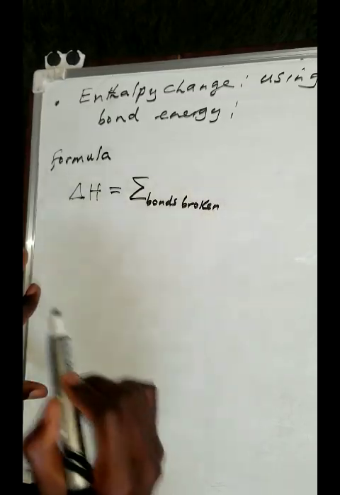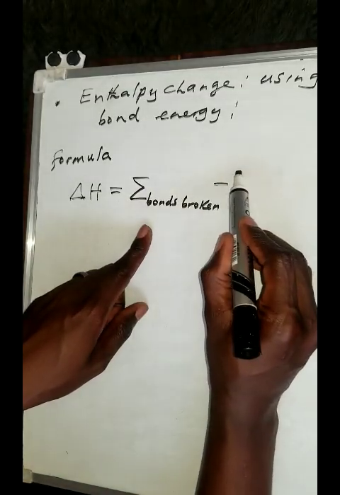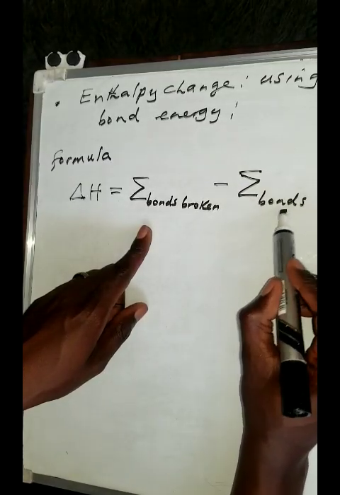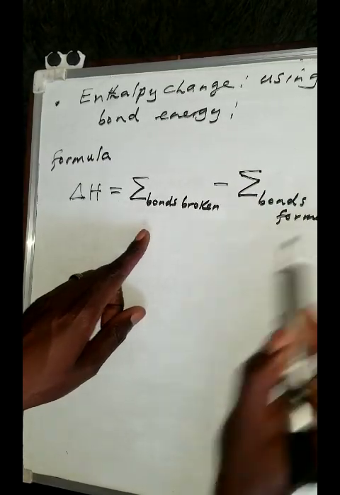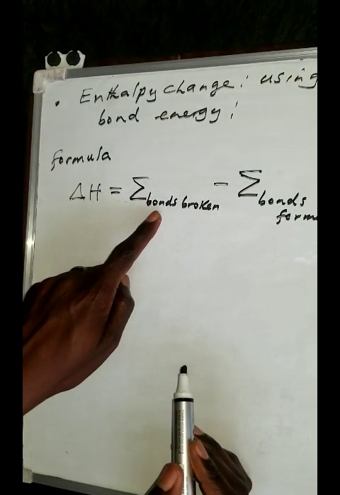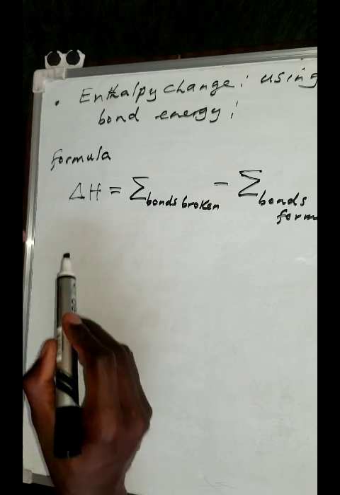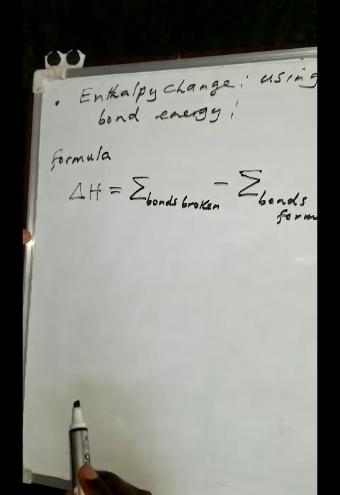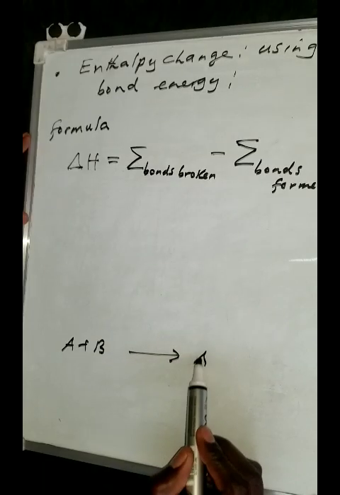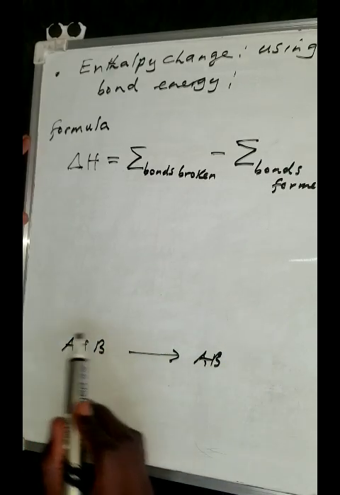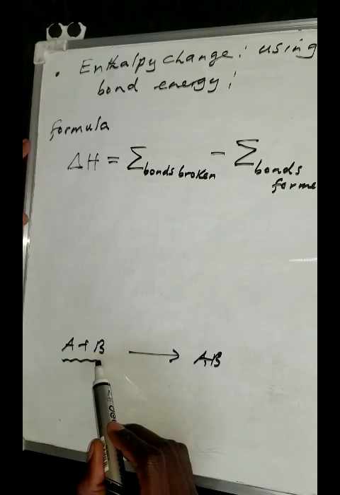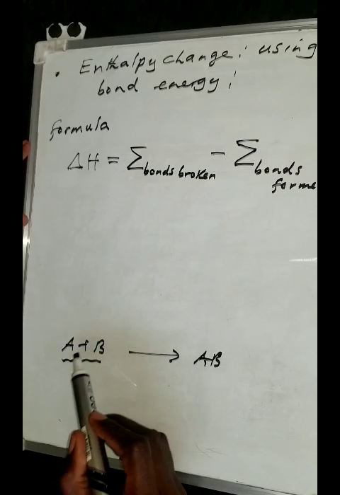So the summation of all the bonds that are broken minus the summation of all the bonds that are formed. Now remember, if you have a reaction, where does bond breaking take place? For example, if you have A plus B to form AB, usually bond breaking is actually going to take place.